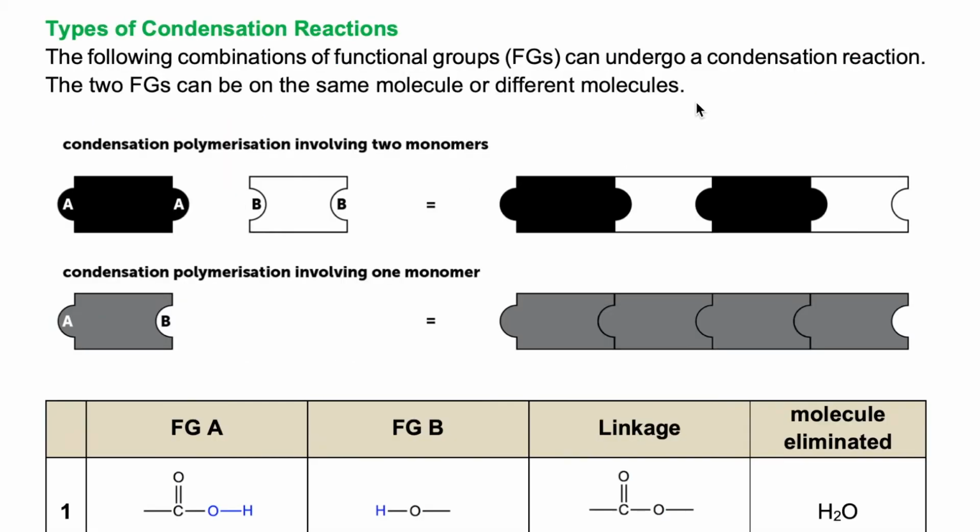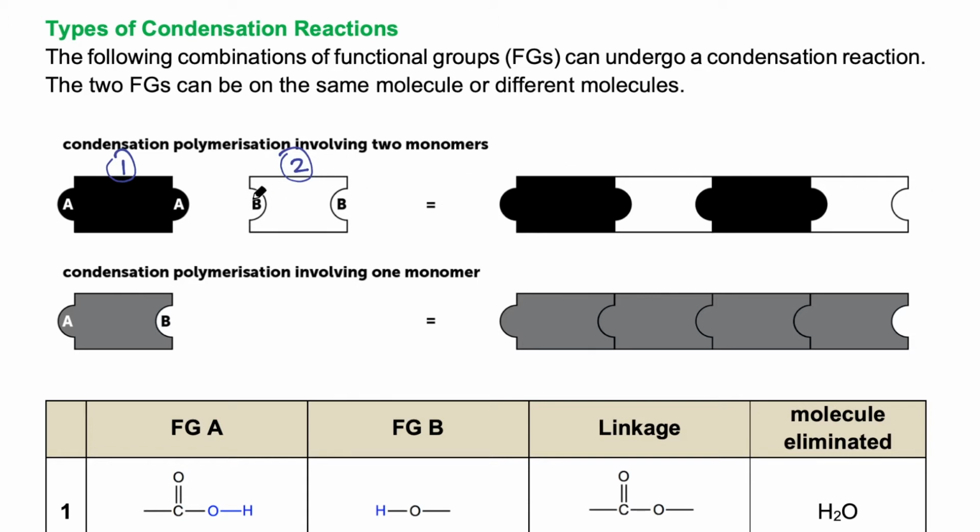There are generally two ways in which condensation polymers can be formed, and I use the analogy of a jigsaw here to show you. In the first example, we have two different kinds of monomers. The first monomer has two of the same functional group on it, and the second monomer has two of another different functional group on it. And when they join together, it looks something like that.